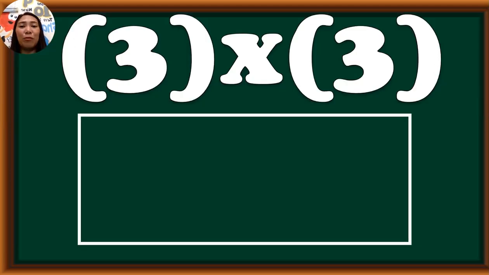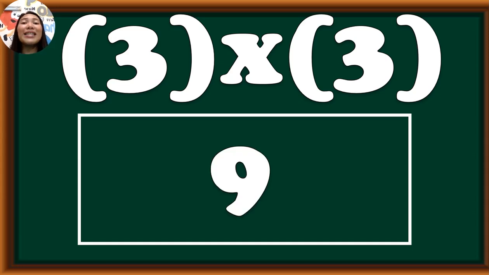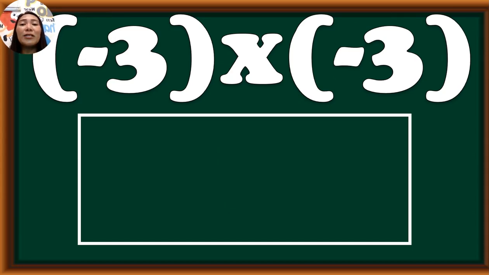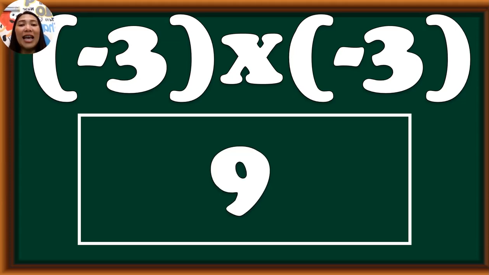Let's have some examples. Here, as you can see, they are the same positive. Therefore, the answer is positive. Positive 3 times positive 3 is equal to positive 9. Here, as you can see, they are both negative. Therefore, they are like sign. The answer is positive even though they are both negative because they are like sign. Now, negative 3 times negative 3, the answer is positive 9.